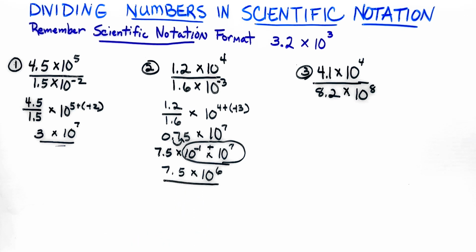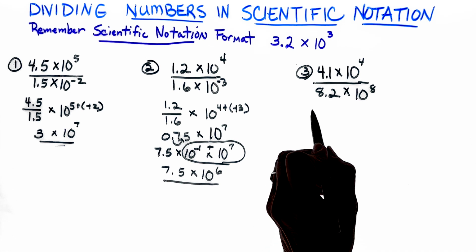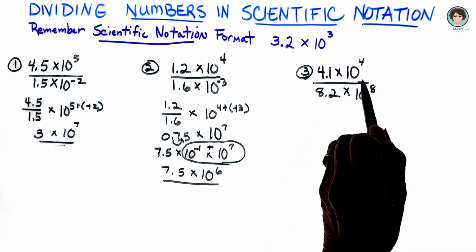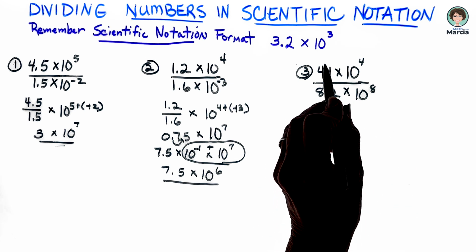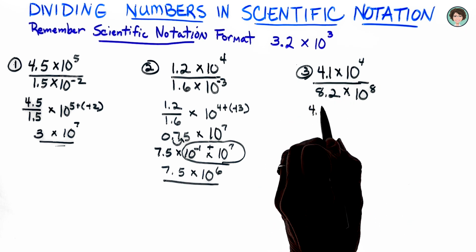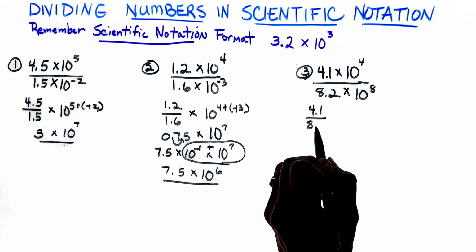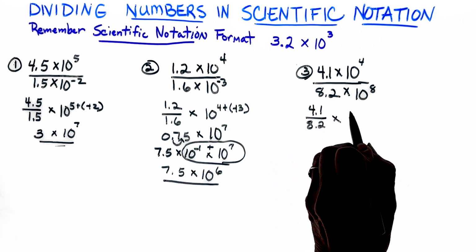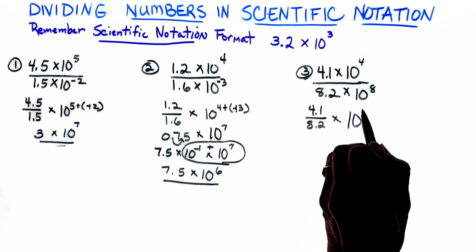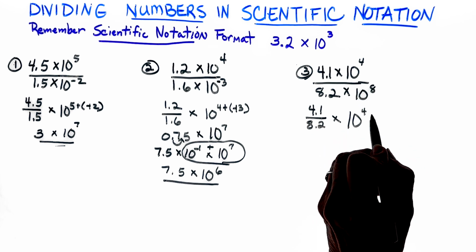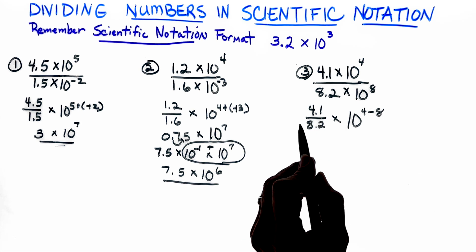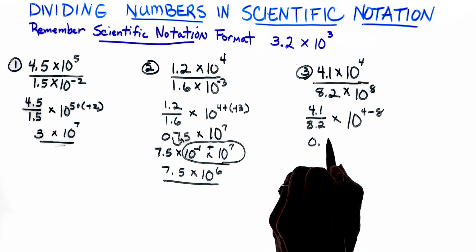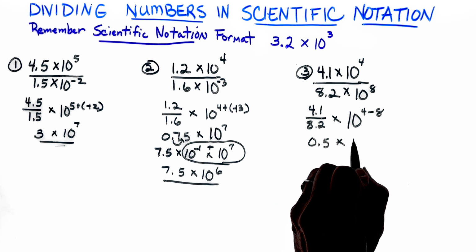All right, the very last problem. I have, again, 4 and 1/10 times 10 to the 4th over 8 and 2/10 times 10 to the 8th. I'm going to break it up into 2 parts, 4 and 1/10 divided by 8 and 2/10 times 10. And here's my 4. Remember, we subtract our exponents, and it's 4 minus 8. When I do this division, we end up with 0.5 times 10.